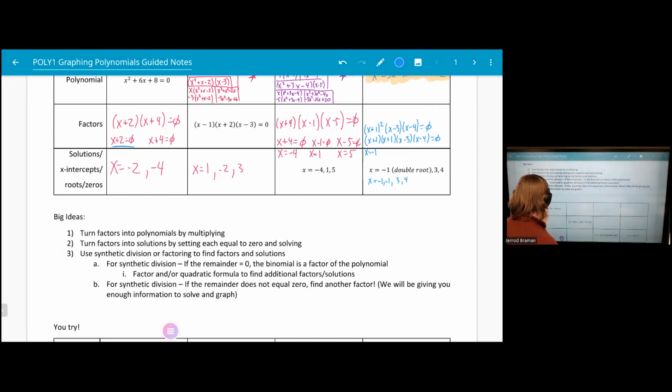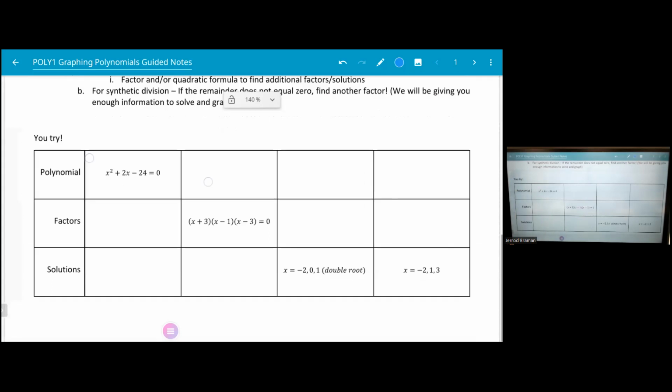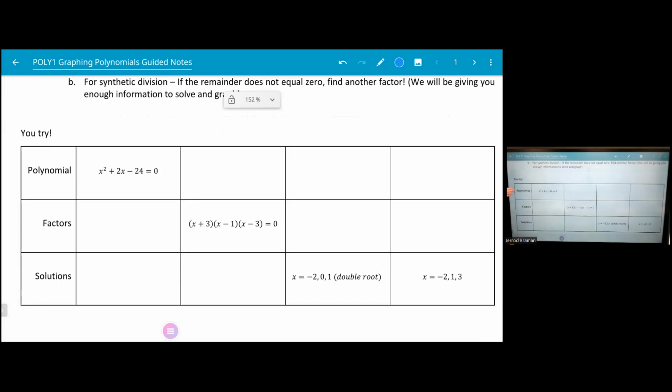Speaking of doing work, you're going to get to do this set right here. These 4 columns, I want you to do the same thing that we did up above. If I give you the polynomial like I've done here, I want you to find the factors and solutions. If I give you the factors, I want you to find the polynomial and solutions. If I give you the solutions, I want you to find the factors and the polynomial.